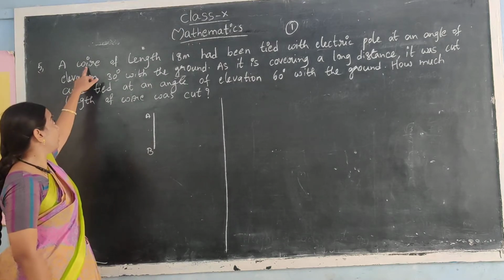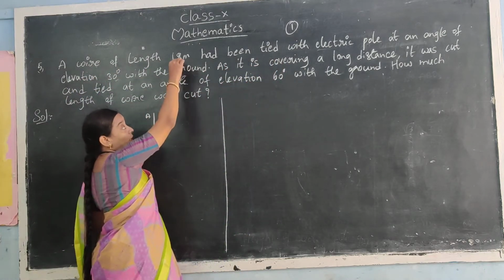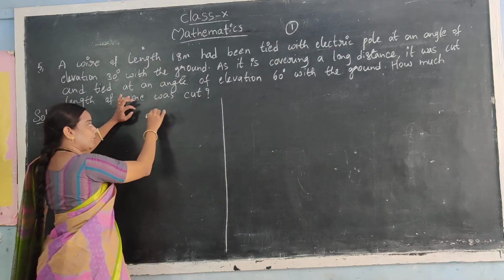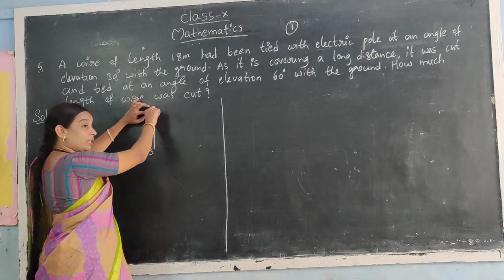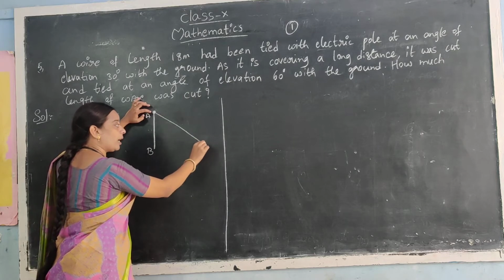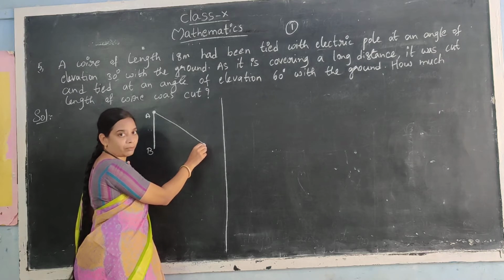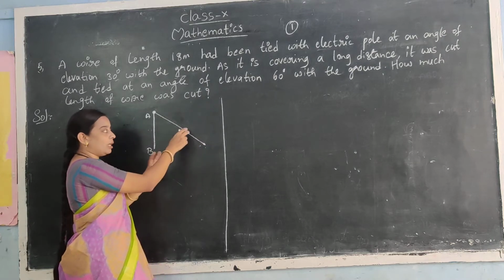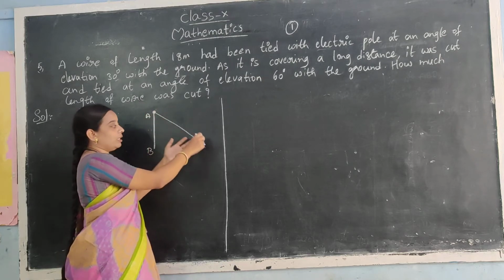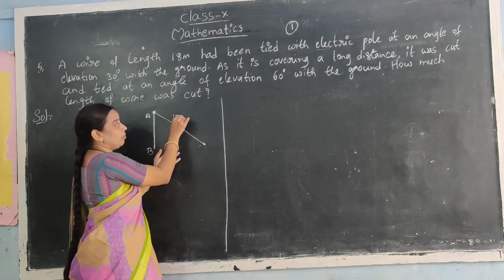Now in this electric pole, the wire is tied. The length of the wire is 18 meters, and this 18 meters length of wire is tied with the electric pole. The wire has another end, and that other end is in the observer's hand. This is the position of the observer. So the first end is tied to the electric pole and the other end is in the observer's hand. This length of wire is already given, 18 meters.